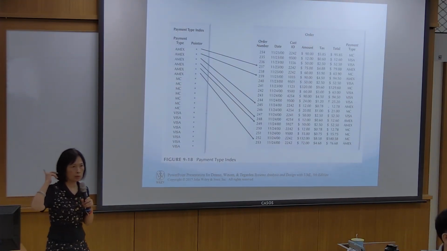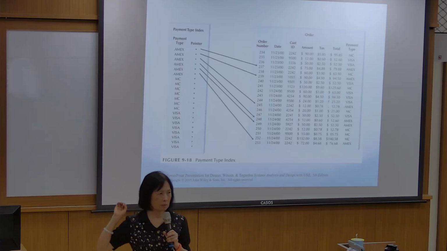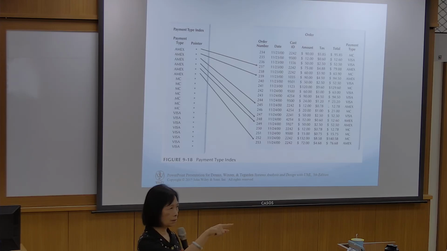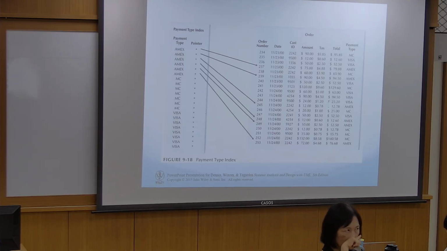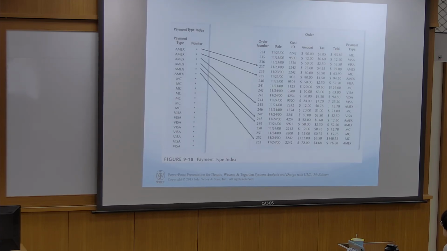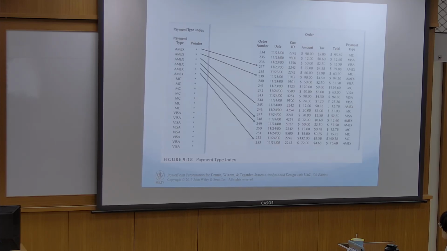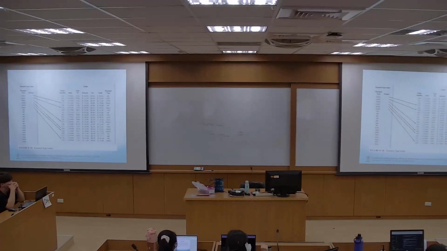So anyone can tell me that key value pair? You guys understand that key value pair? Harry? Not sure if I'm right or not, but I think key value in this table's order number is the key, and the value is the information in this key like date, cost ID, amounts, tax, total, and payment type. How many key value pair?